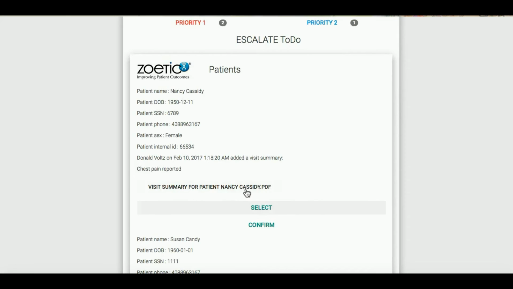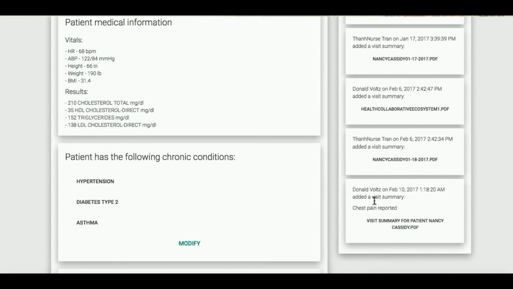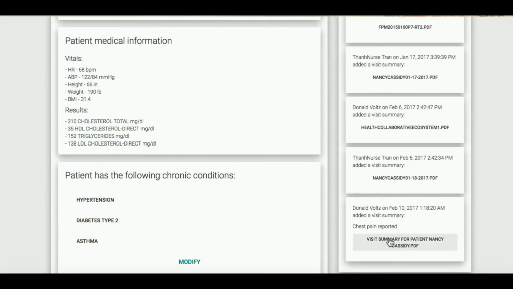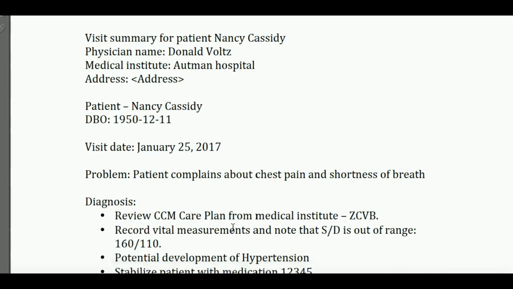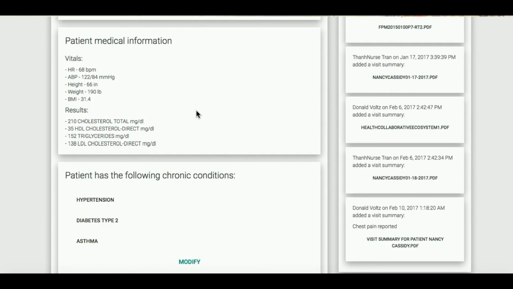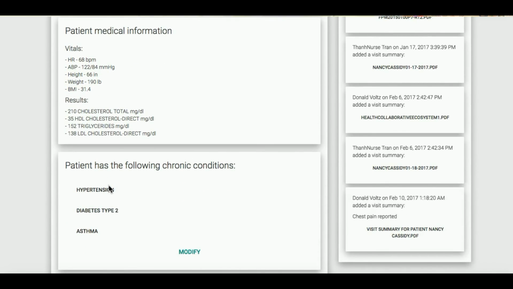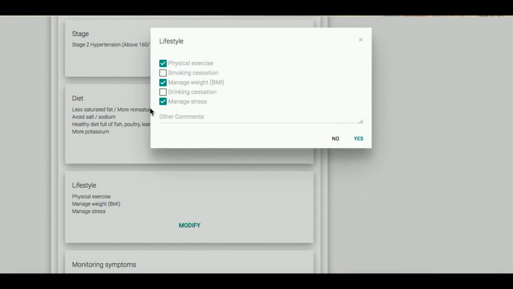The primary care provider can retrieve the visit summary and review the latest patient medical condition change report by other care providers. Action can be taken and the patient CCM care plan updated. Note that on the right-hand side of patient Nancy Cassidy's care plan, there is a list of visit summaries from other care providers, including the primary care provider's staff. It presents the full care spectrum of interaction and collaboration between the primary care provider and other care providers.